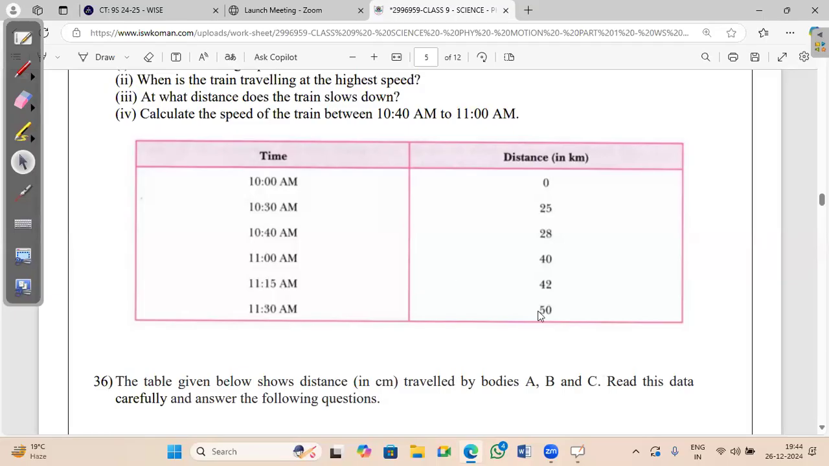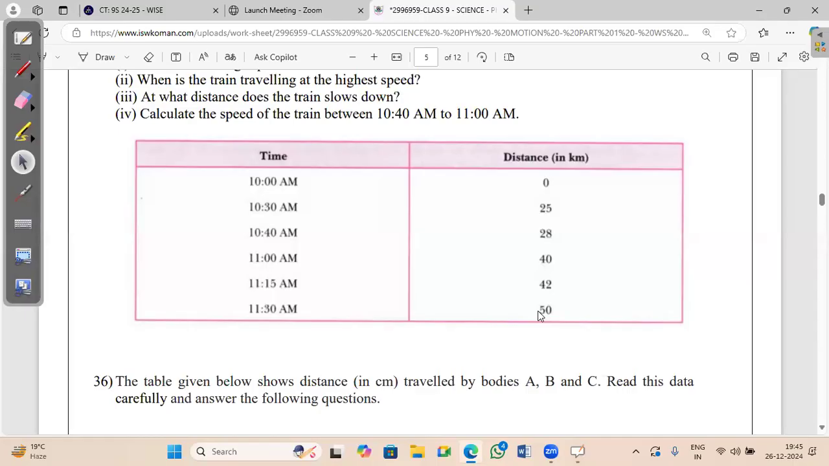Yes, sir. What is the total distance traveled from this table? Can you get what will be the total distance traveled? Yes, sir. I'll calculate. Okay, what does the table represent? Shravan. Sir, the time taken by the train to travel. I mean, the distance taken by the train to travel. No. See, what does it represent?